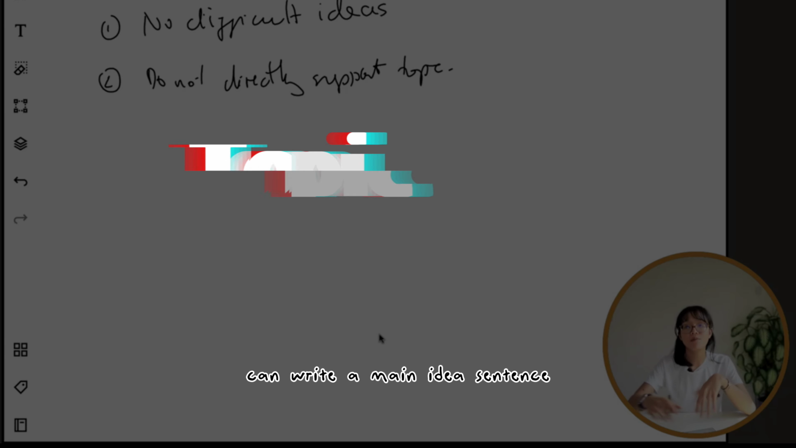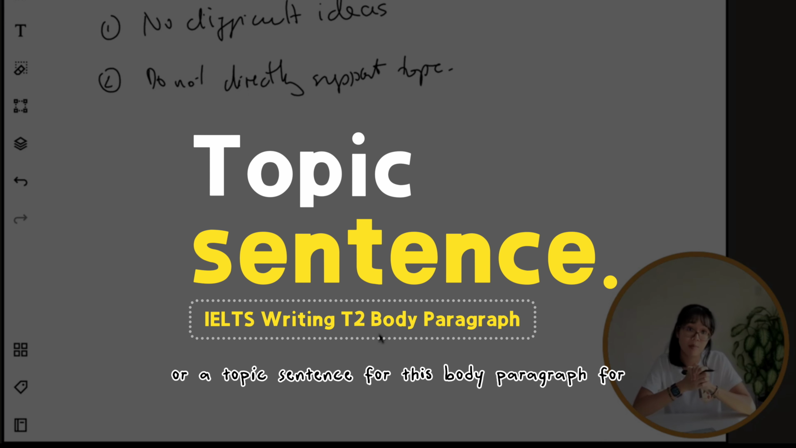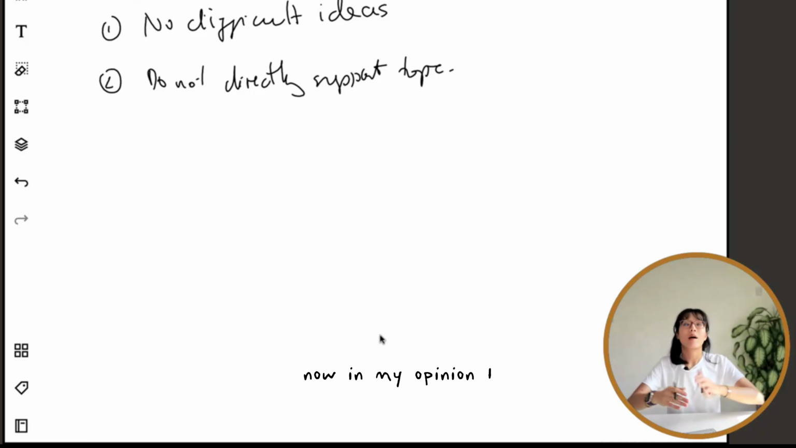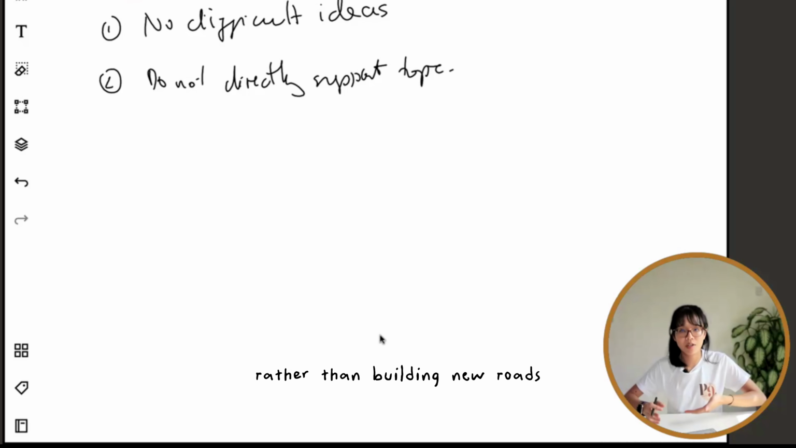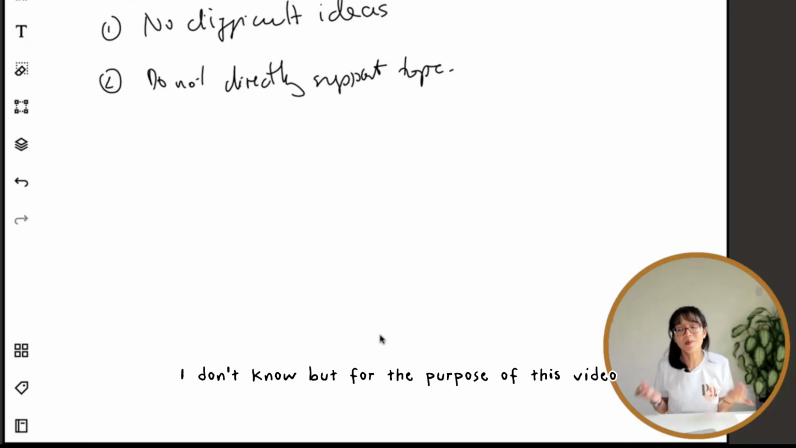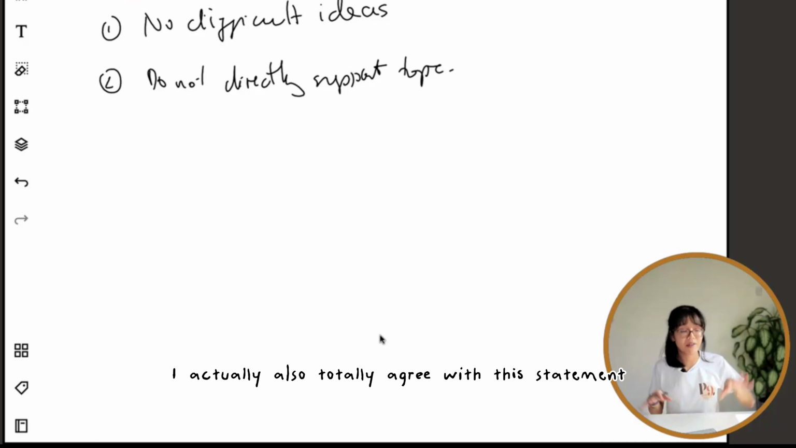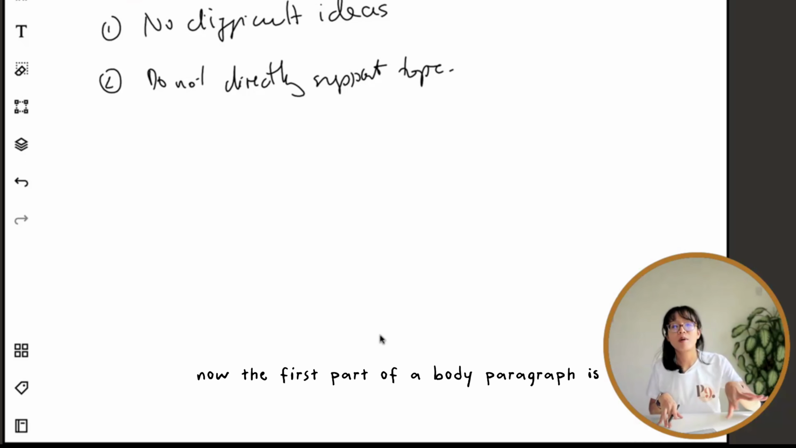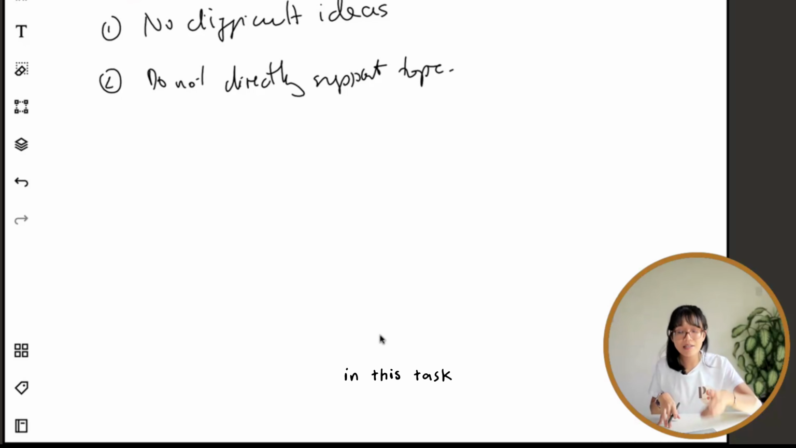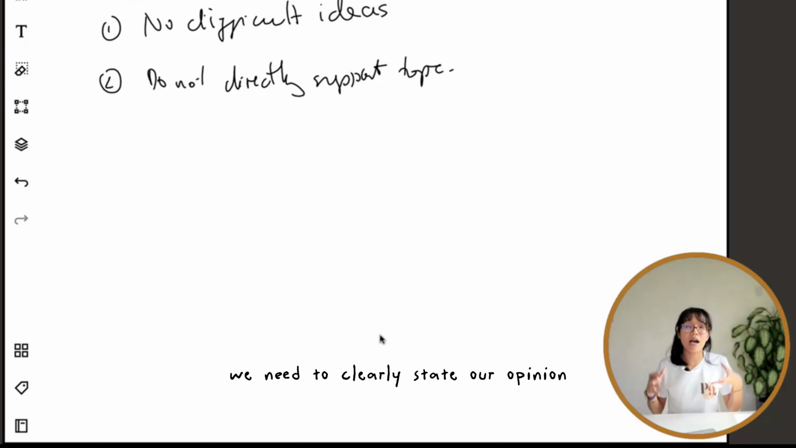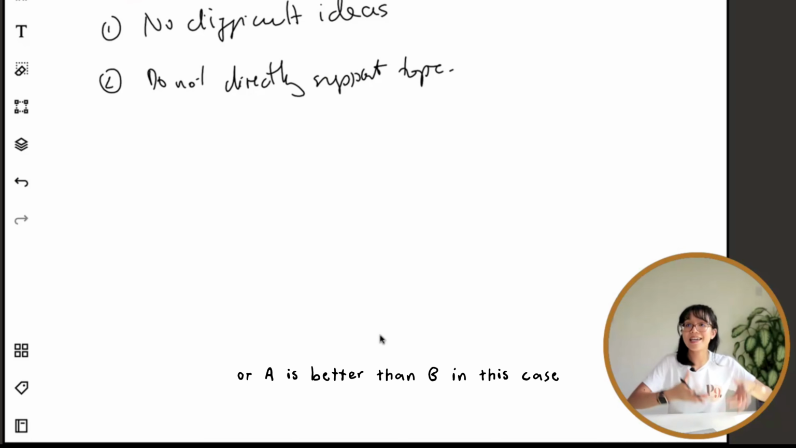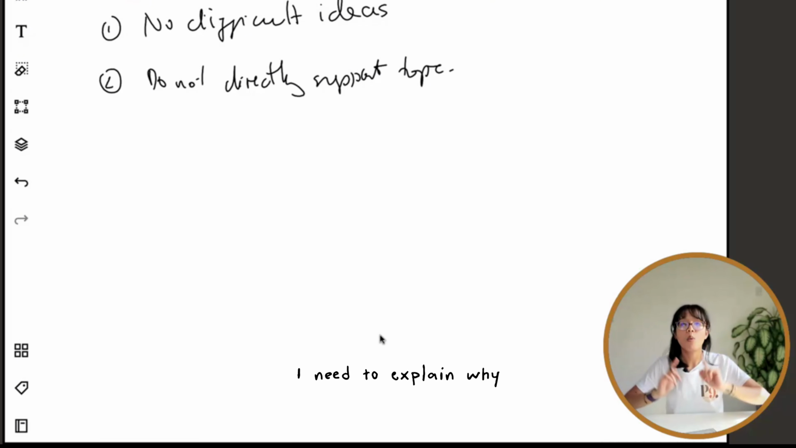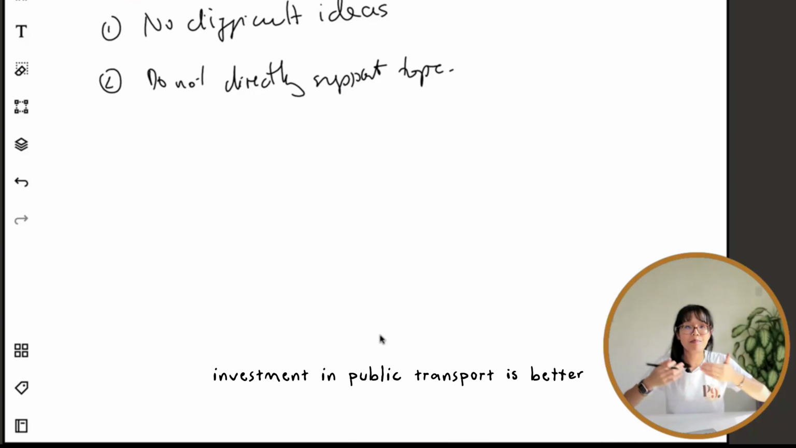Now, let's talk about how you can write a main idea sentence or a topic sentence for a body paragraph in this essay. In my opinion, I 100% agree that governments should invest more money in public transportation rather than building new roads. You can disagree with this, I don't know, but for the purpose of this video, I totally agree with this statement. And in real life, I actually also totally agree with it. Now, the first part of a body paragraph is, of course, the main idea. And as I said, in this task, we have a comparison between public transport and building new roads. We need to clearly state our opinion and clearly state a reason why A deserves better than B, or A is better than B. In this case, I need to explain why investment in public transport is better than investment in building new roads.